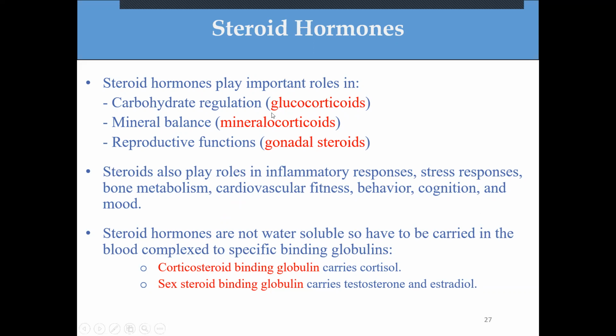Okay? But of course, just like cholesterol, these steroids are very, very bad at being transported through the blood. And so we have globulins, these proteins that help bind to these hormones to carry them. So we have corticosteroid binding globulin, which carries cortisol, which is a glucocorticoid. And we have sex steroid binding globulins to carry testosterone and estradiol, which is estrogen.